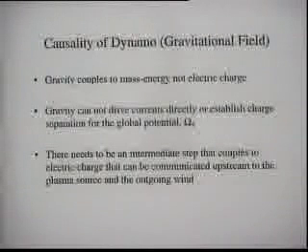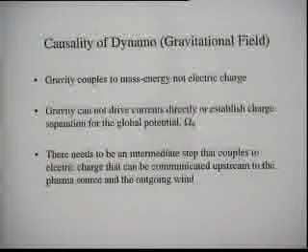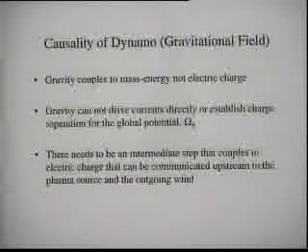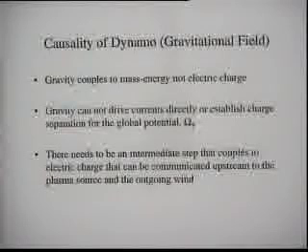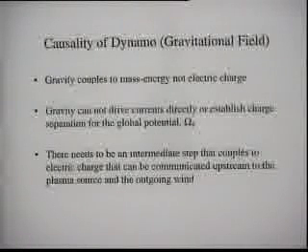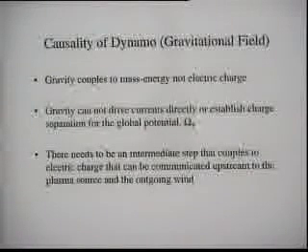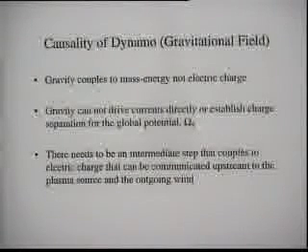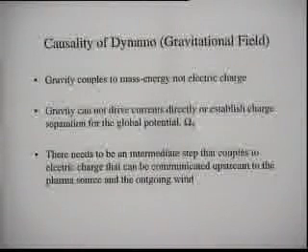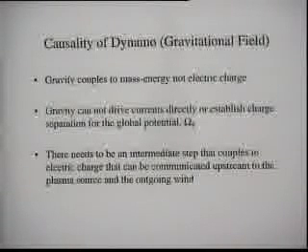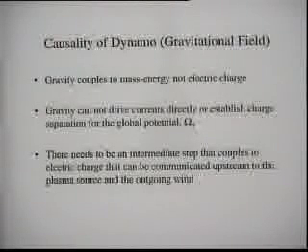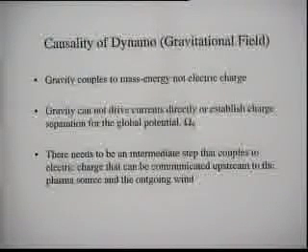So first of all, let's look at the gravitational field. Well, the gravitational field, in spite of some claims to the contrary, only couples to mass energy, not electric charge. So gravity itself cannot drive a current system or establish Goldreich-Julian charge separation for the global potential or equivalent. There has to be an intermediate step where gravity couples to some massive electric charges, and those can be communicated upstream to the plasma source in the outgoing wind.